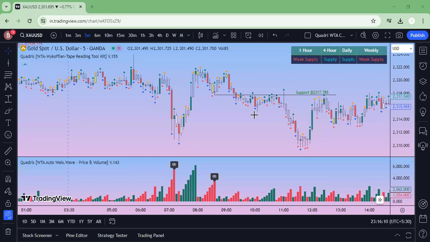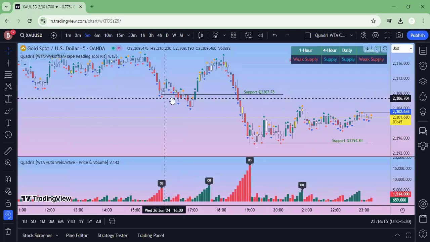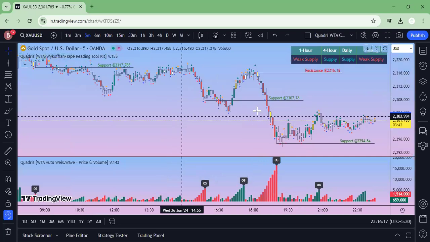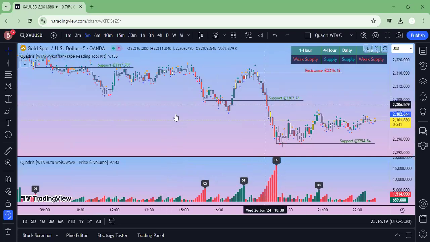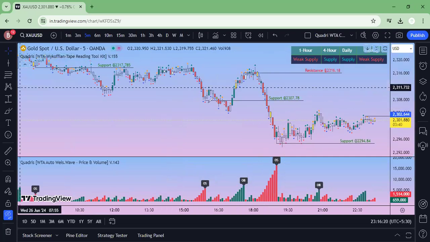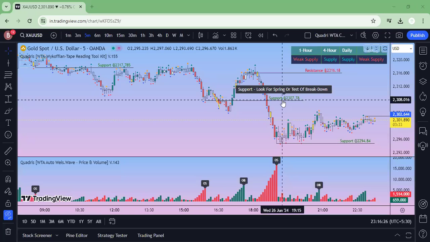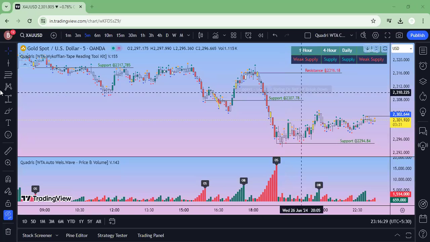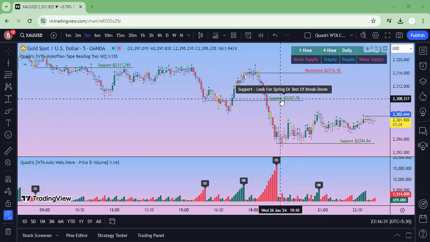Second, we had another support formation at 23077778. This was a breakdown, as it suggests: either you look for a spring or a test of a breakdown. The beauty of this system is that when a level is printed, it shows you what level it is and how the level has to be traded.